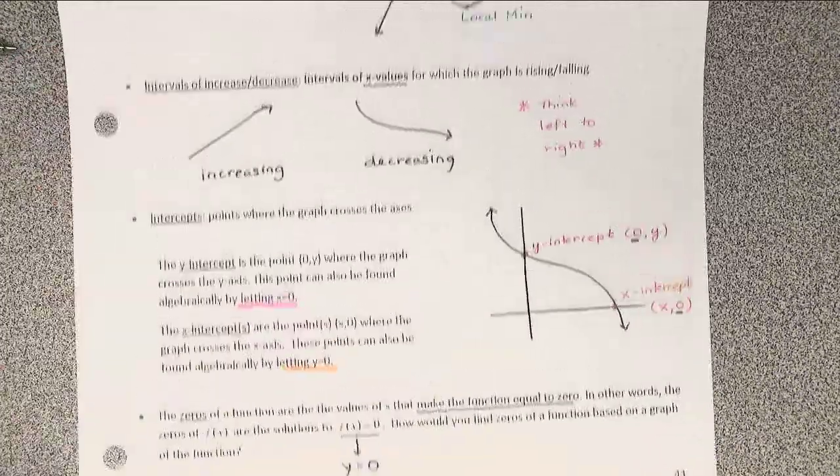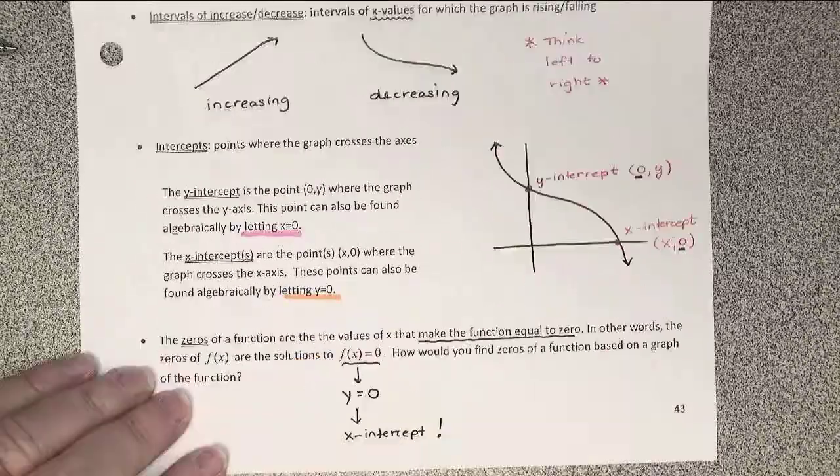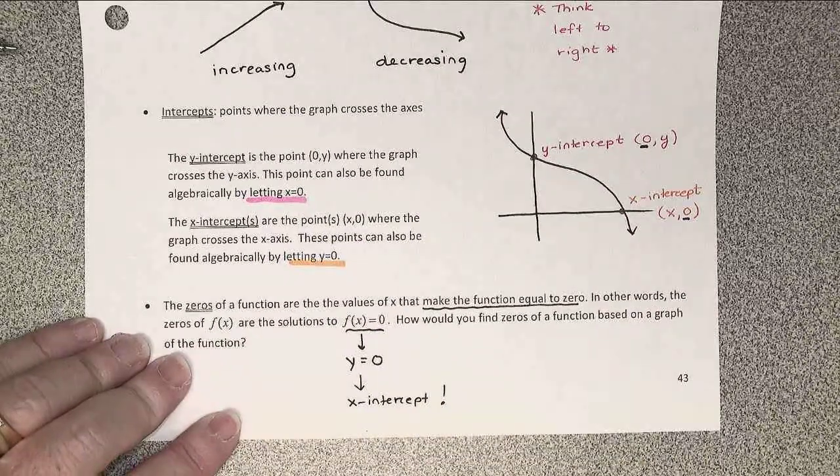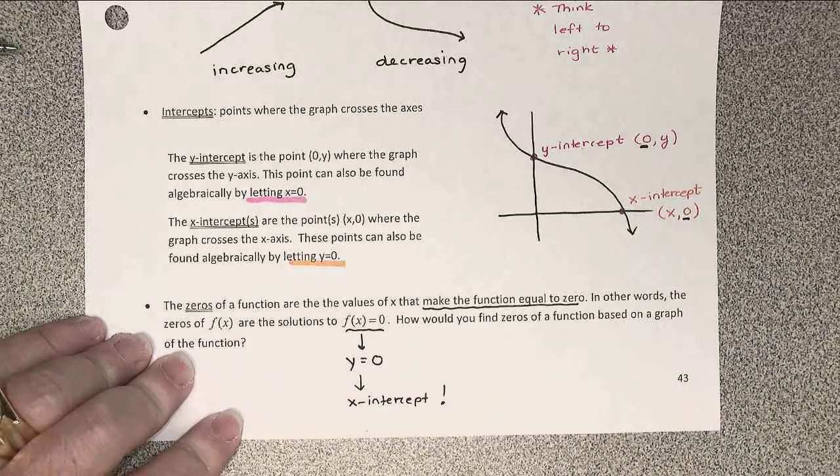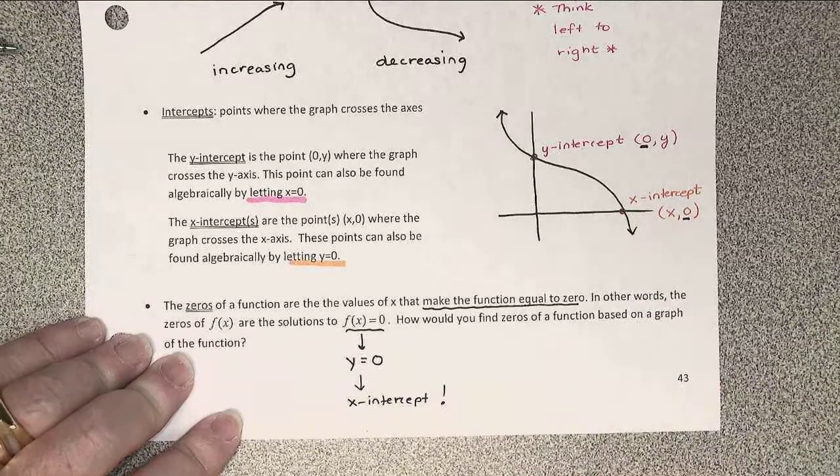So in fact, in some ways, this is just another name for the same thing. There's a small difference that we'll talk about in just a minute. But essentially, because we are looking for the zeros, the places where the function is 0, that's like saying y equals 0, which is nothing more than the x-intercepts.